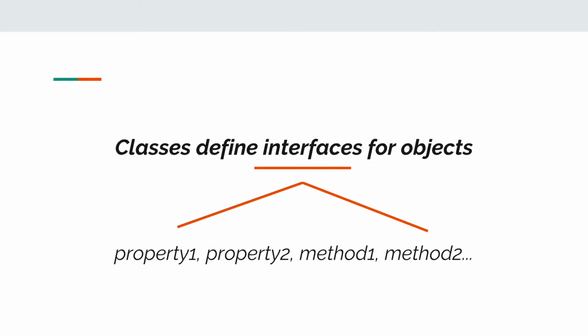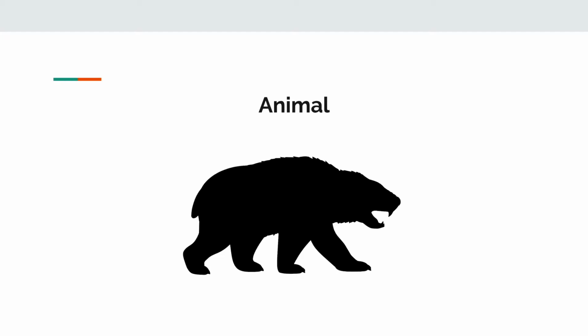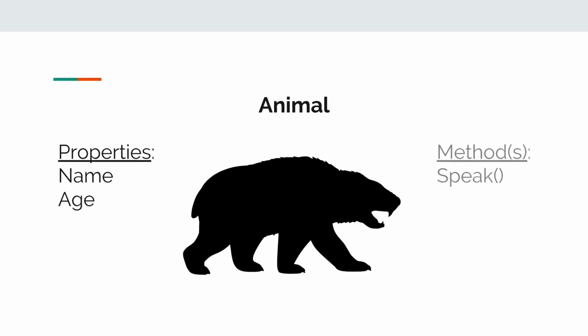For example, say that we have an animal class. This animal class can come with properties like name and age. And they also have a method like speak. Overall, the interface for the animal class is now the name and age properties and the speak method.